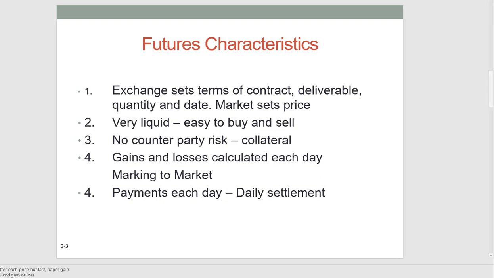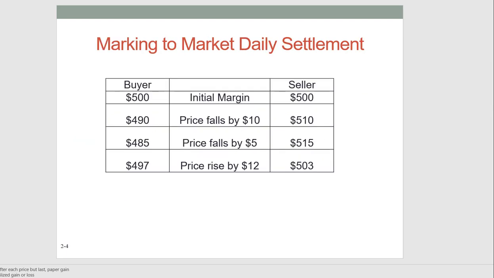And daily settlement is different for the novation. There is no daily settlement. Let's take a look at this in an example. Here we have a buyer and a seller. The right-hand side is the seller's account. He puts up initial margin of $500, which means it's a deposit of $500. The buyer is on the left.